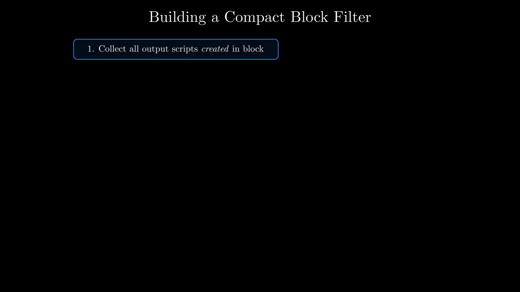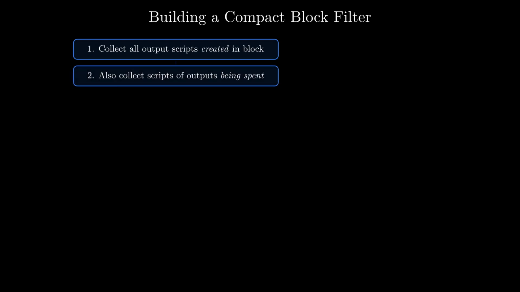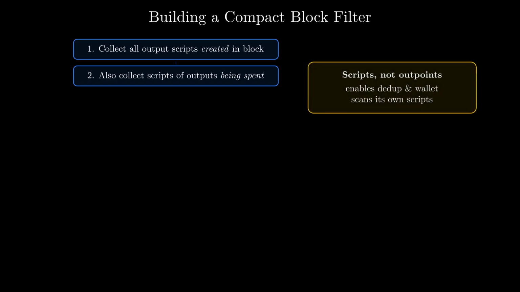So what actually goes into one of these filters? Here's where the design gets clever. For each block, the node collects two things: every output script created in that block, and every output script being spent. An output script is the locking program on a coin. It's what your wallet recognizes as mine. Notice it tracks scripts, not outpoints. An outpoint is the transaction ID plus index that identifies a specific coin. By using scripts instead, identical scripts deduplicate, and your wallet only needs to remember its own scripts to scan.